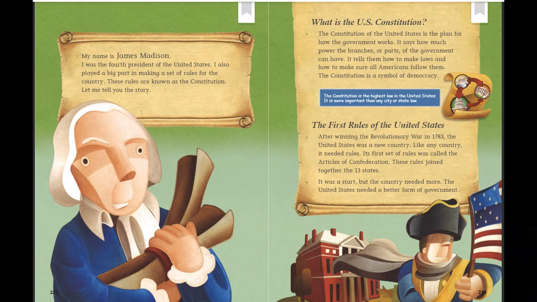I would like to stop and think about a few things that I read on page 232. Like, who is the man in the illustration or the drawing that we see on this page? And why is he telling the story? If I reread the first paragraph, the text tells me that this is James Madison, and he played a big part in making rules for the United States.